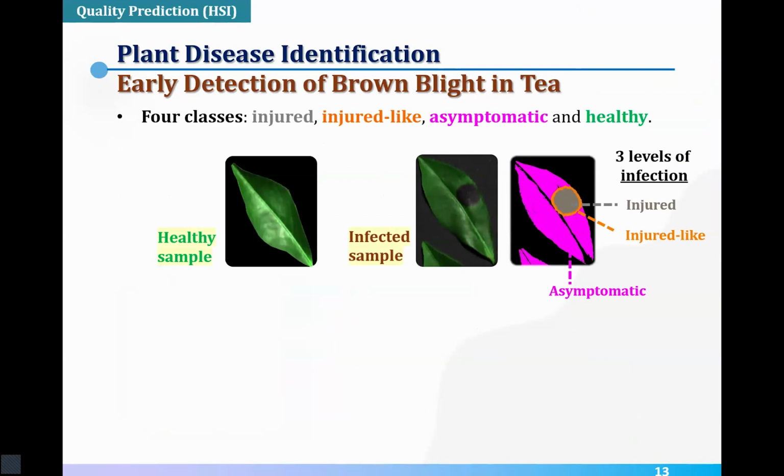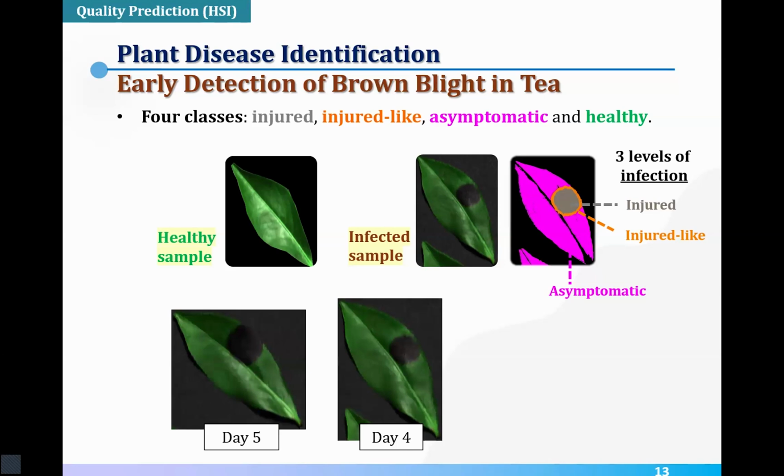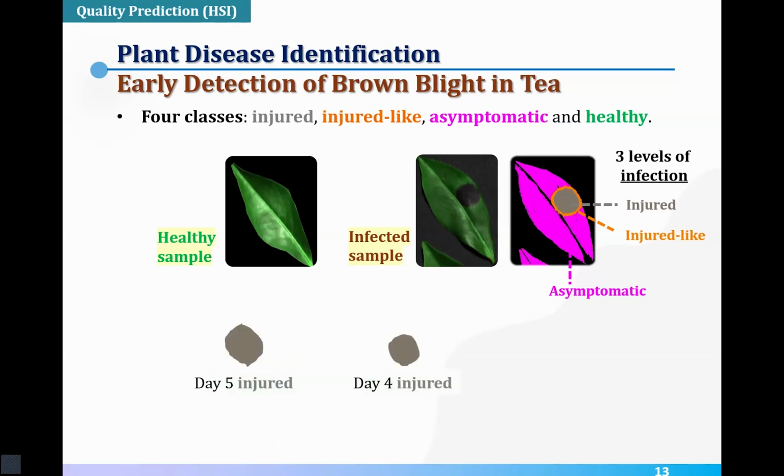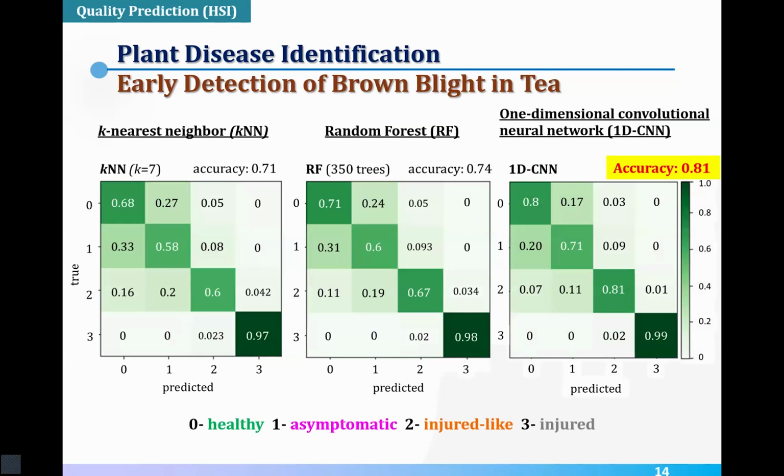For the injured one, there is a very clear symptom, where we can see the dark spot. For the injured-like one, it is a region surrounding them. And for the asymptomatic, it is just a regular green pixel that looks exactly the same as the healthy samples, but is located in the infected leaf. For that one, we can use a 2-day difference to identify which area is the injured-like one. Based on these 4 categories, we use 3 models to see if we can classify them, especially for those 3 types we see in the green pixels.